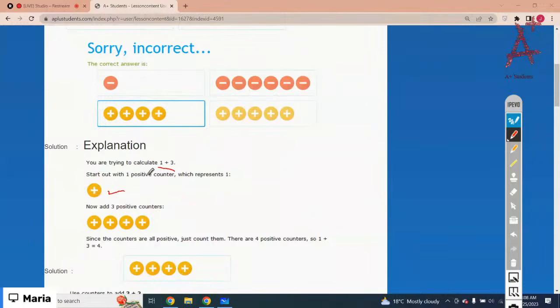This is the counter for 1, positive counter, and you have 3 counters for the 3. Add 3 more counters. Now this is the 1 counter for the 1, and these are the 3 counters for the 3. So together they make 3 plus 1, together they make 4 positive counters. Got it?